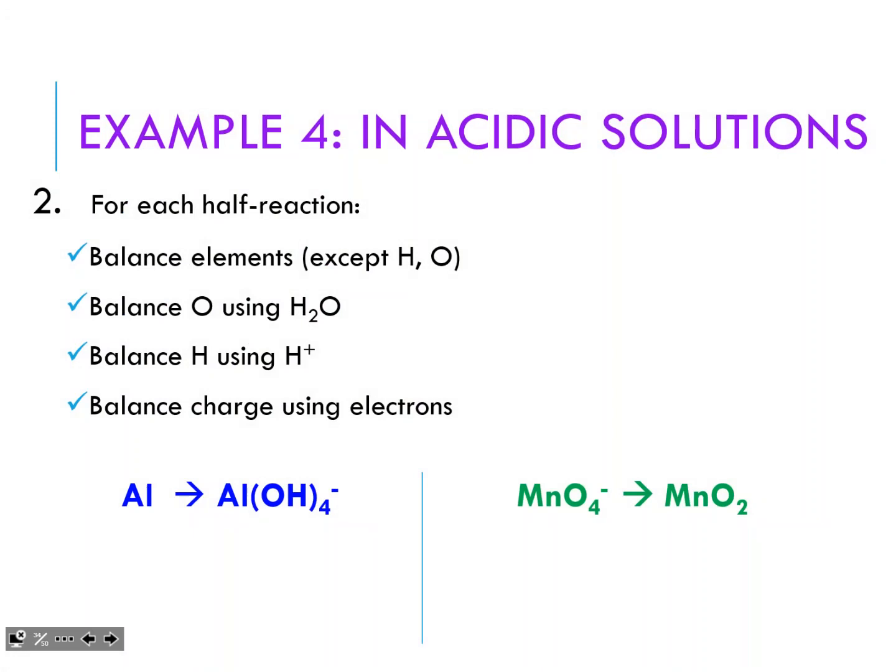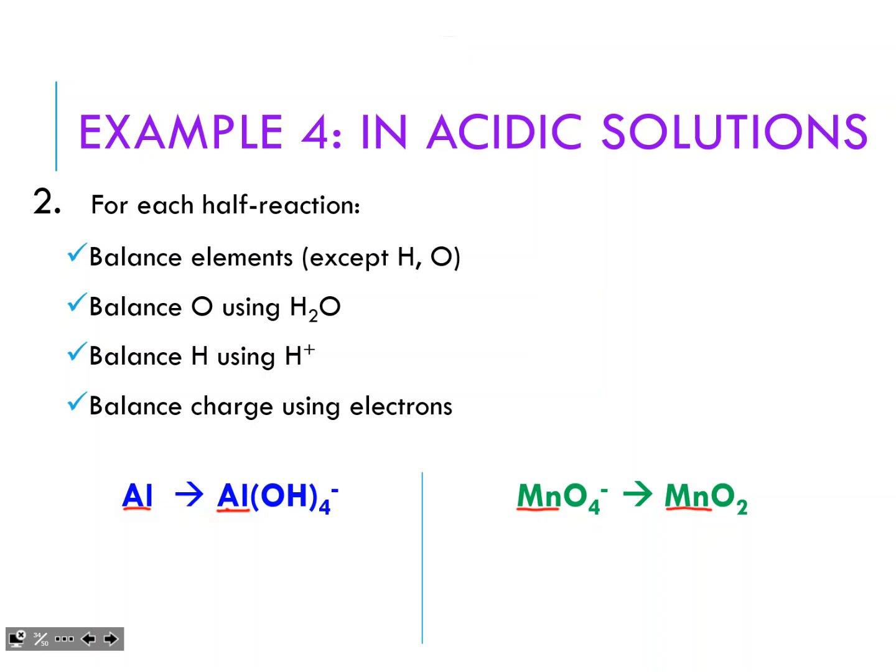Okay, we're going to balance elements, everything except for H and O first. So I look here, I have one aluminum, check, that one's balanced. I have one manganese, check, that one's balanced. Most of the time it's 1-to-1, but there's an occasional one where you have to balance those elements first.